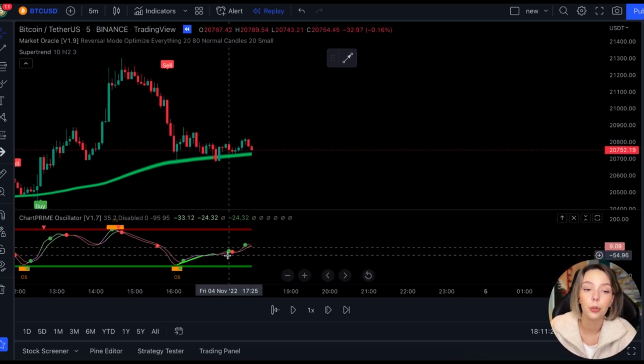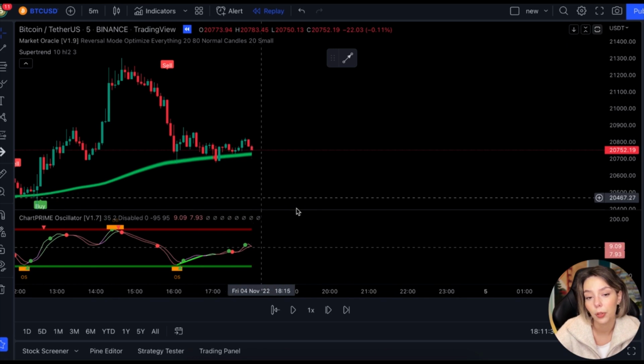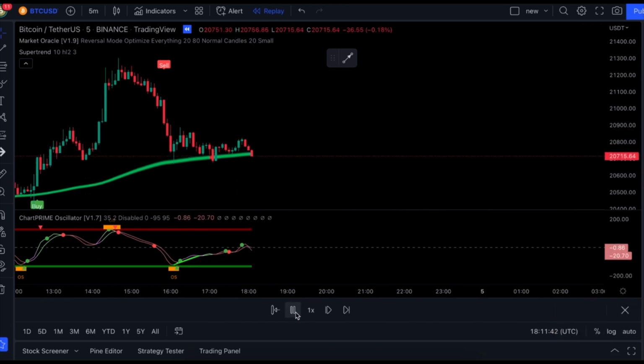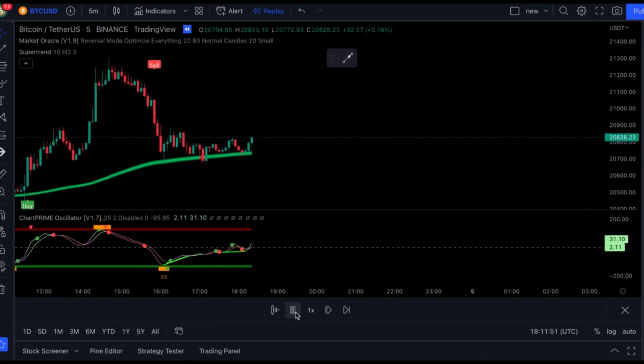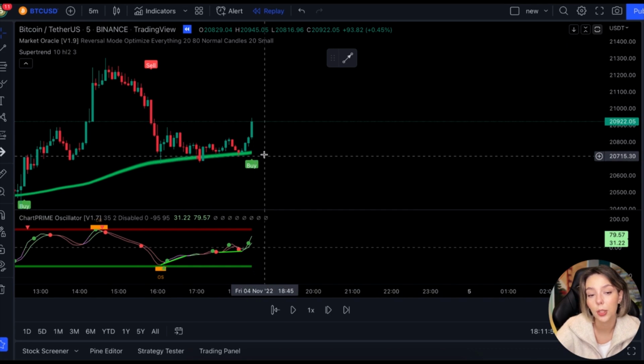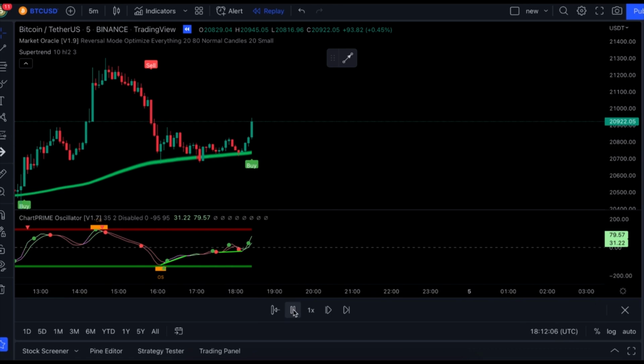A few more green dots appeared on the escalator. This confirms that the price will soon change its direction. Let's wait for the signal of the super trend indicator. There was a buy signal on the super trend indicator. This means that on the next candlestick we can open our long position.